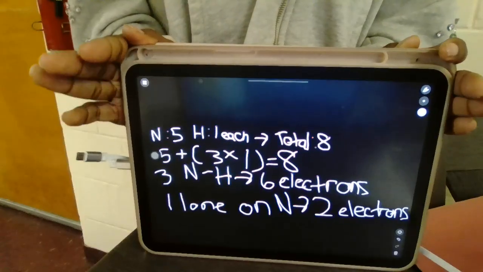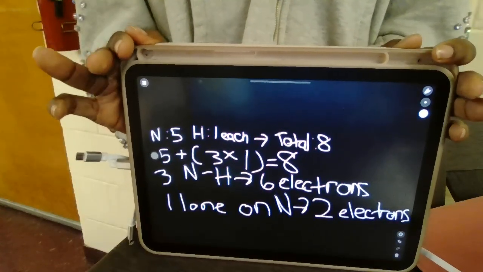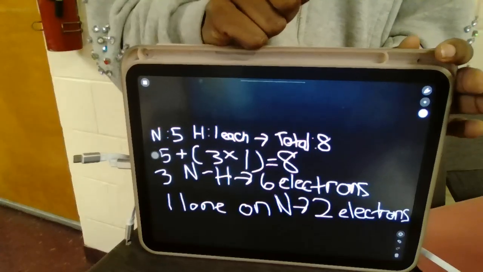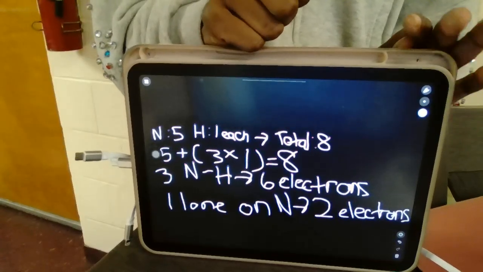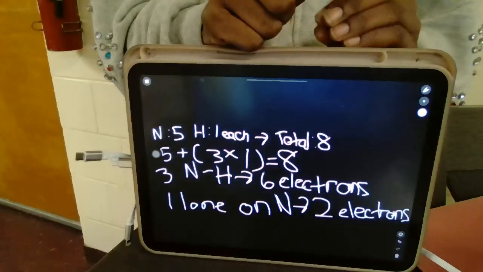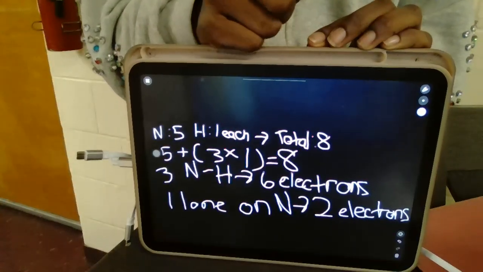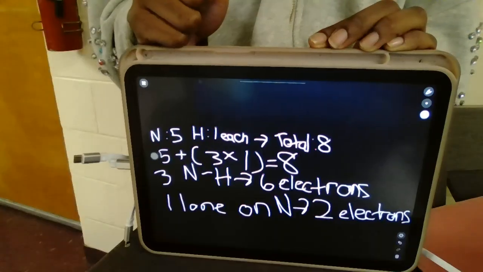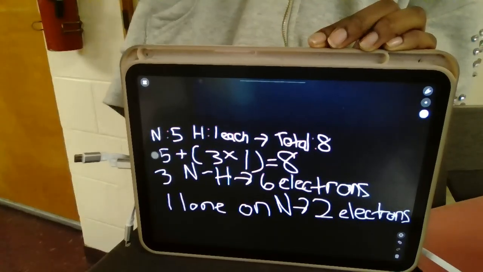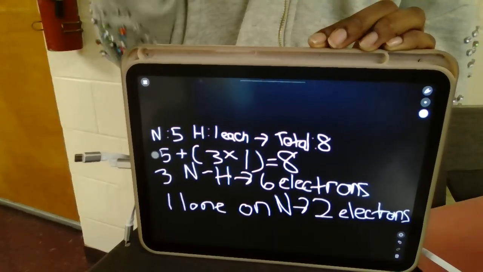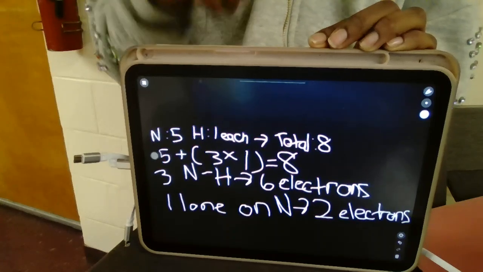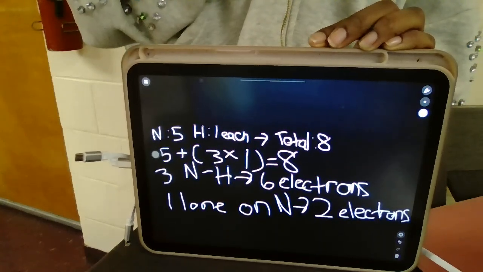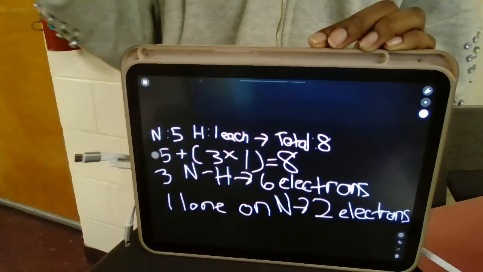This is the third example, and this is ammonia. So nitrogen has 5 valence electrons. Three hydrogens contribute one each, making 8 electrons. Six electrons are shared in N-H bonds, and 2 remain as a lone pair on nitrogen.